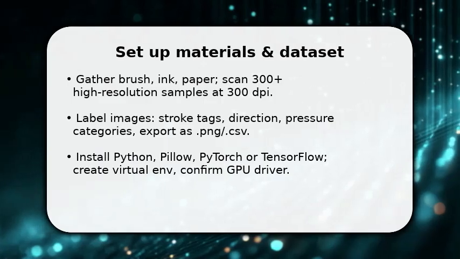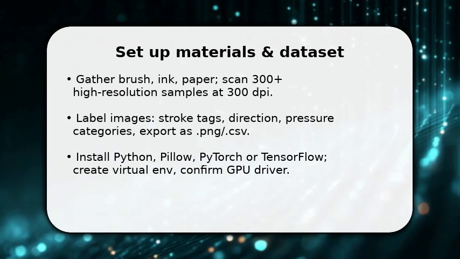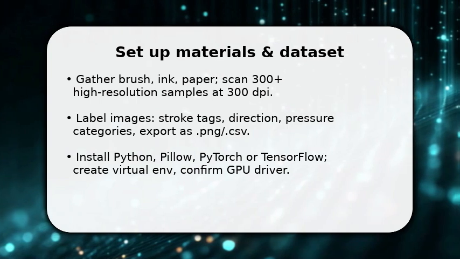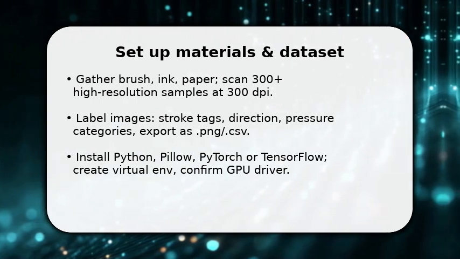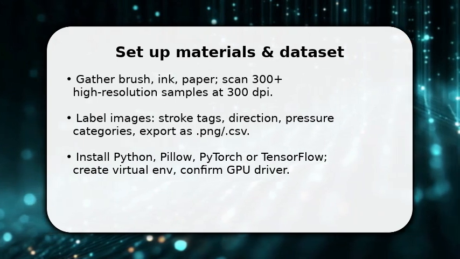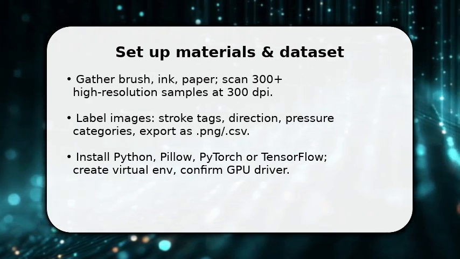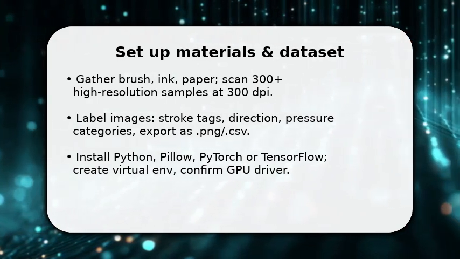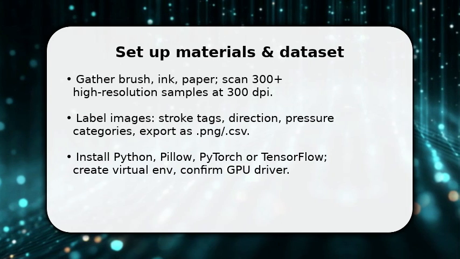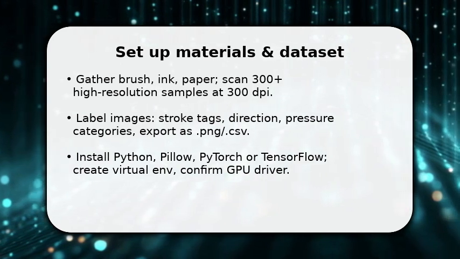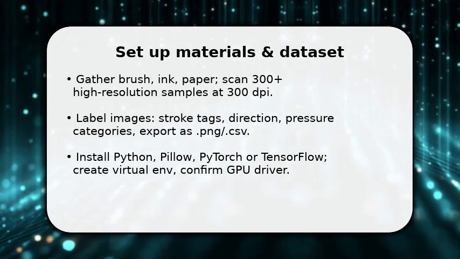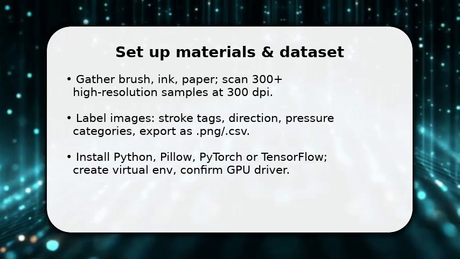You begin by preparing both tools and data. First, collect authentic calligraphy pieces and scan at 300 dpi so strokes remain crisp, then crop and clean backgrounds. After that, label each image with stroke type, direction, and relative pressure to teach the model the how and why behind characters. Once done, install Python and a deep learning framework, PyTorch or TensorFlow, create a virtual environment, and verify your GPU drivers, because training will rely on GPU acceleration for reasonable speed.